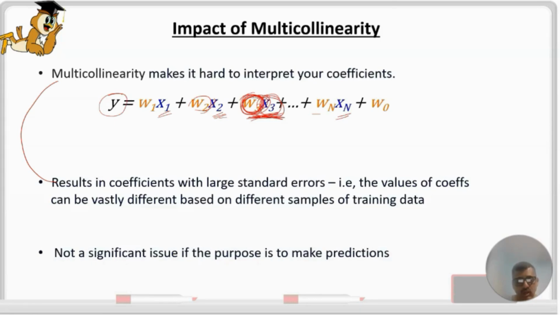Multicollinearity is not a significant issue if the purpose is to make predictions. So if your purpose of running the regression was to do predictions and you are not really bothered about the relative importance of various independent variables, etc., multicollinearity is not a significant issue.